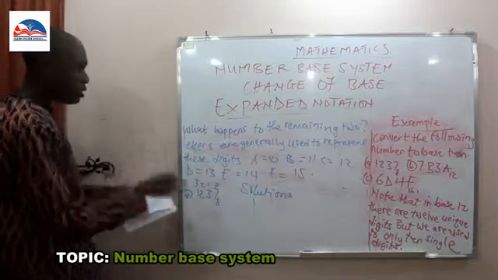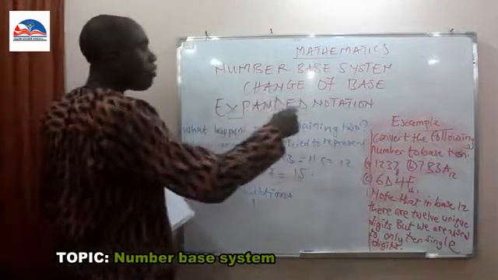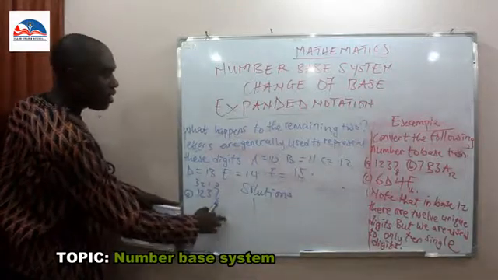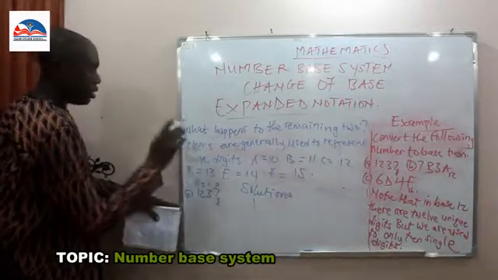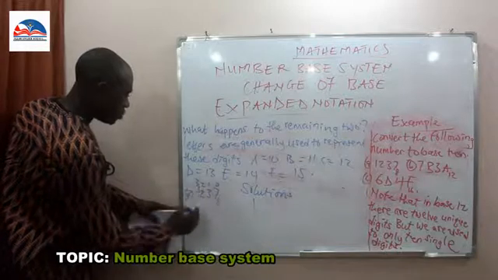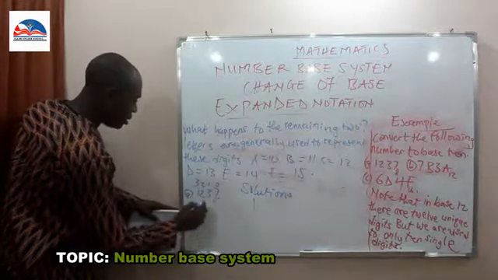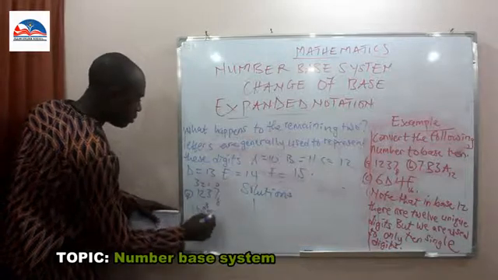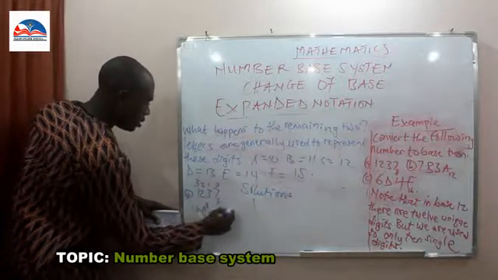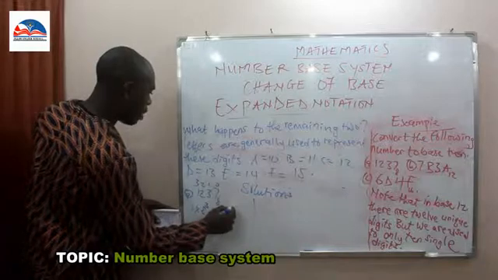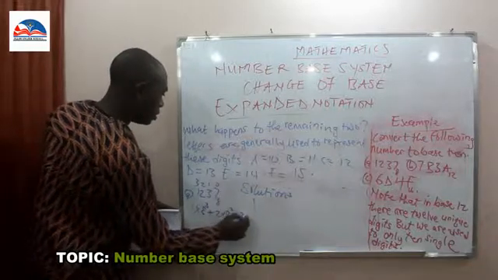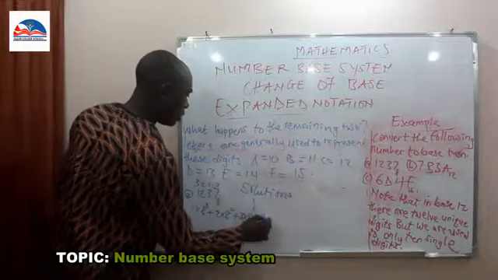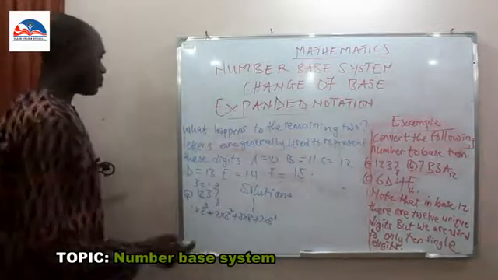So after expanding, don't forget that we are asked to convert to base 10. So after expanding it in base 8, we'll now do the final answers. Write the final answer to the question. So we start with 1 times 8 raised to power 3, plus 2 times 8 raised to power 2, plus 3 times 8 raised to power 1, plus 7 times 8 raised to power 0.